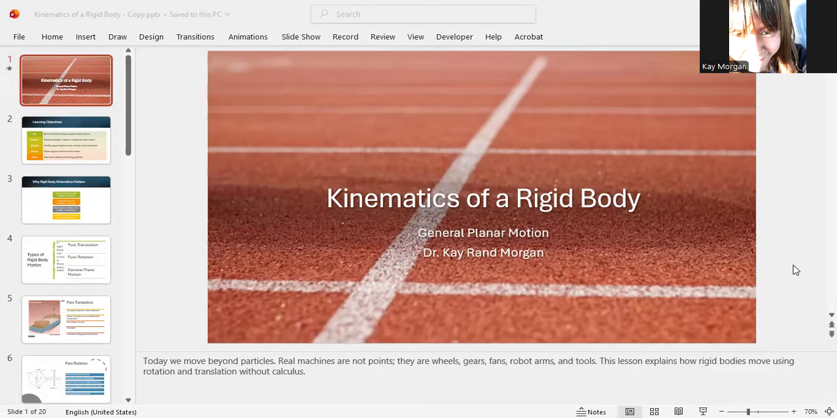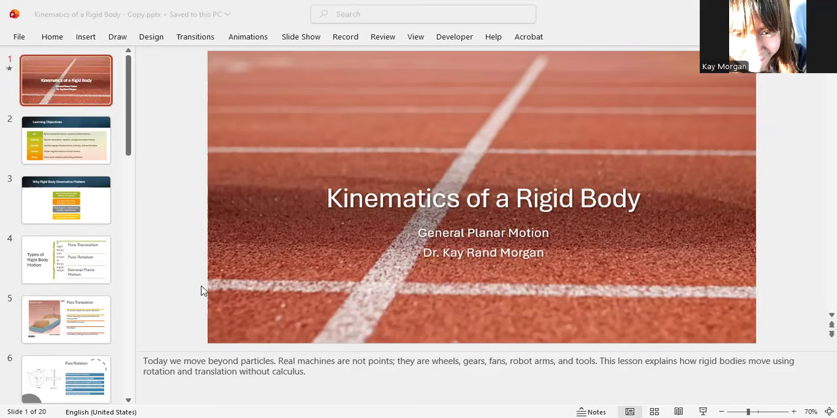Okay, so we're gonna get into chapter 3, kinematics of a rigid body. So today we're gonna get into rigid bodies, moving away from particles. We have already studied particles, objects in the bodies. Everything we have, living or non-living, we put them into these categories before we ever start to break down the motion to study, okay?